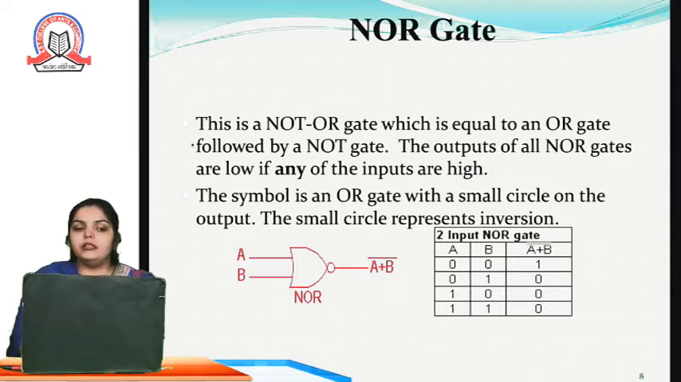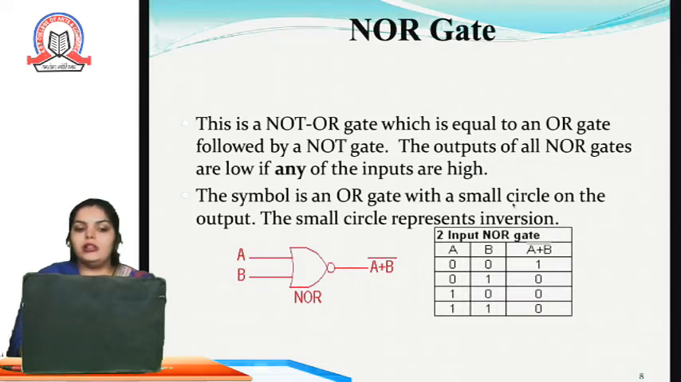The next gate is the NOR gate. So this is nothing but the NOT OR gate. We also pronounce it as NOT OR gate, which is equal to an OR gate followed by the NOT gate. The output of a NOR gate is low if any of the inputs are high. If any of the inputs is high, you will get the low result.